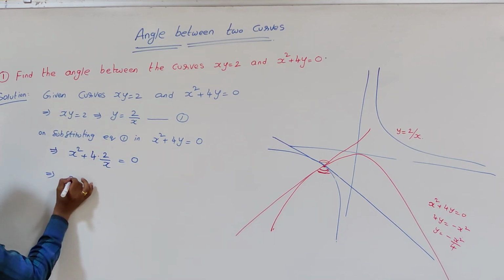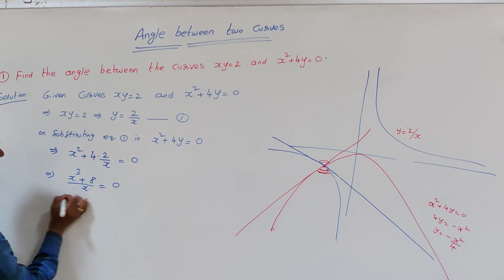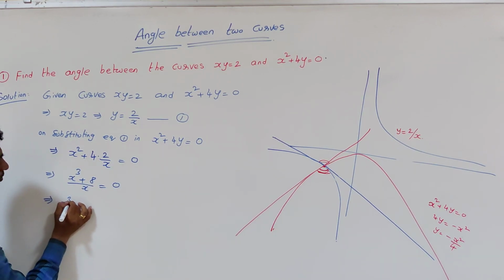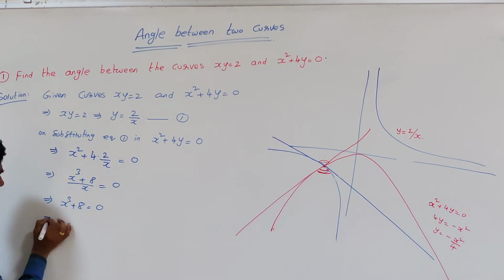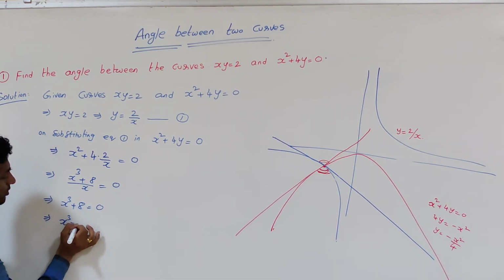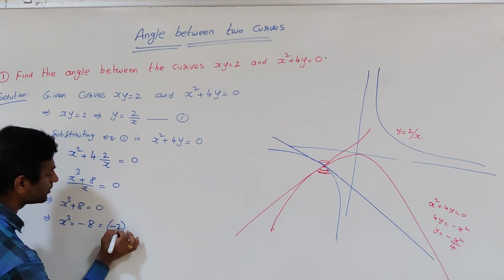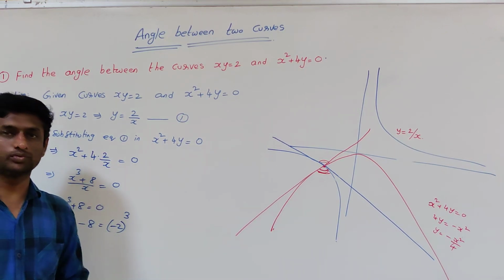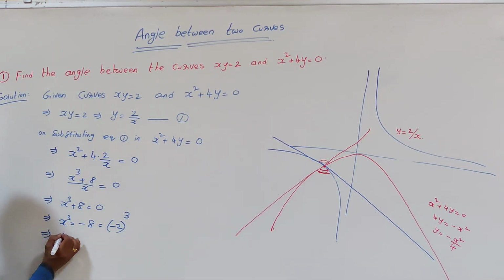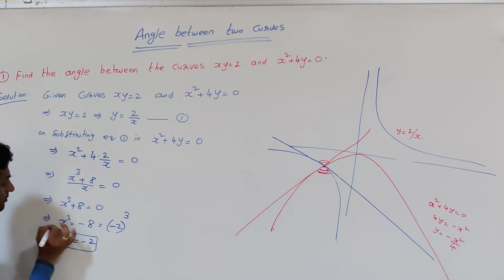So take the LCM, x cube plus 8 by x is equal to 0, or x cube plus 8 is equal to 0. So implies x cube is equal to minus 8, which can be written as minus 2 whole cube. So x cube is equal to minus 2 whole cube. So powers are same, so we can equate the bases: x is equal to minus 2.